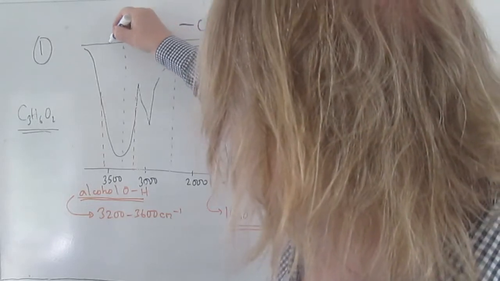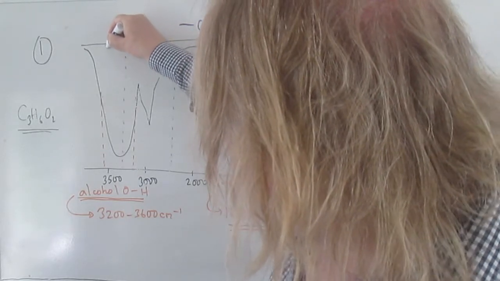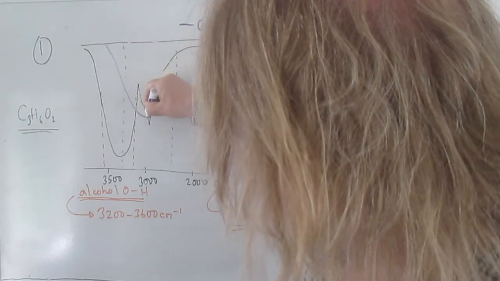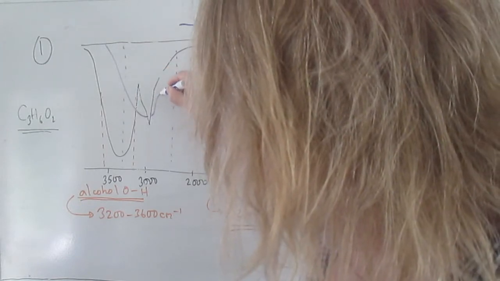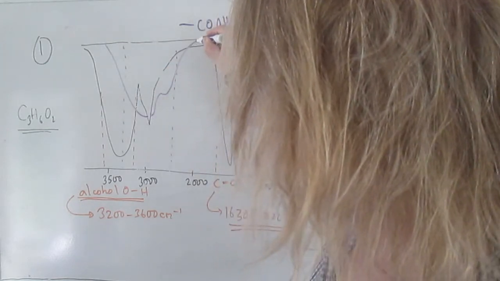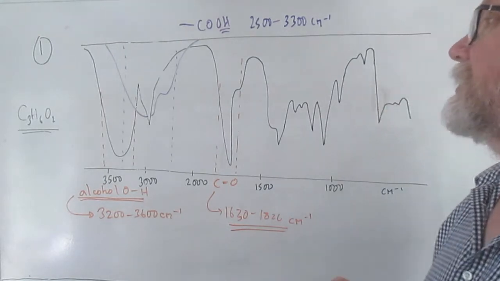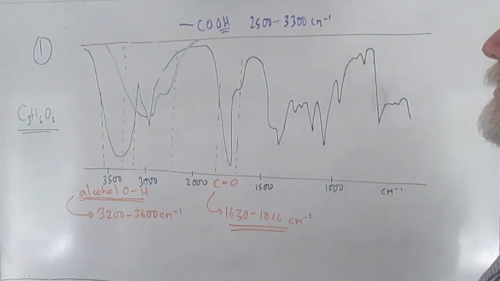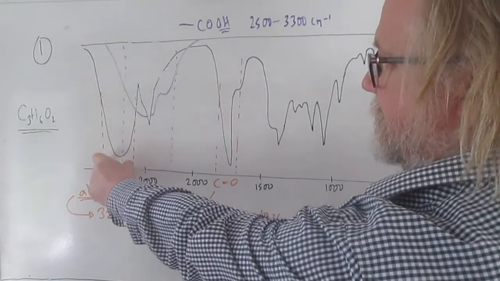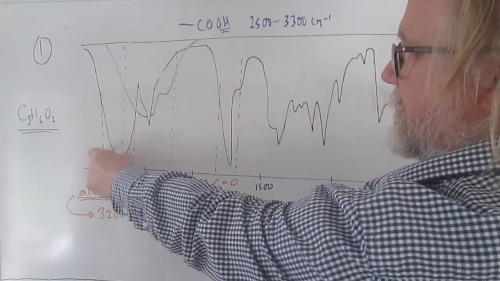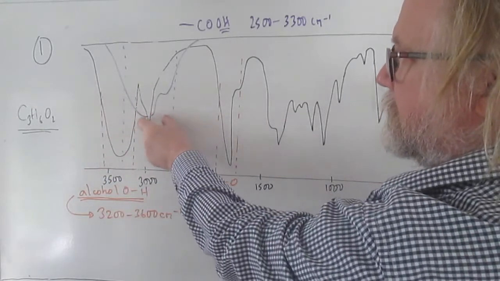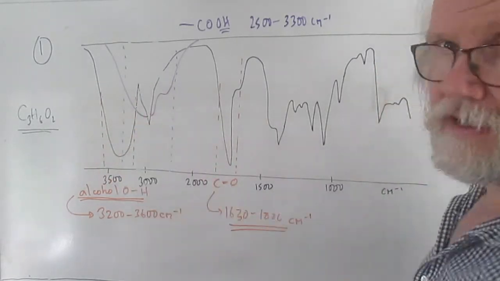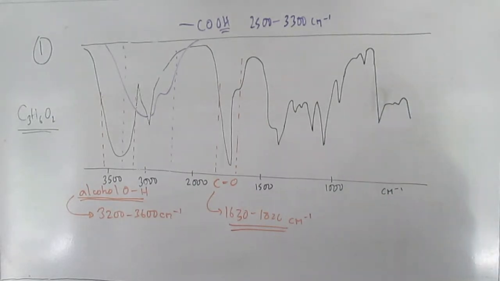So what it's going to look like is something like this, encompassing the CHs. Usually it has a slightly funny shape, kind of like that. Okay, that's a carboxylic acid OH. It's very different looking. But the crucial thing is, if you drew these lines down at 3,200 to 3,600, you'd say, oh, no way does that peak come within there. So it's very clearly not an alcohol OH, it's a carboxylic acid OH.